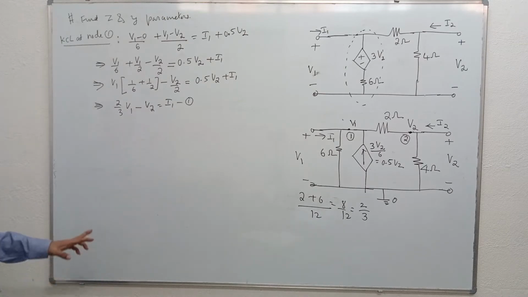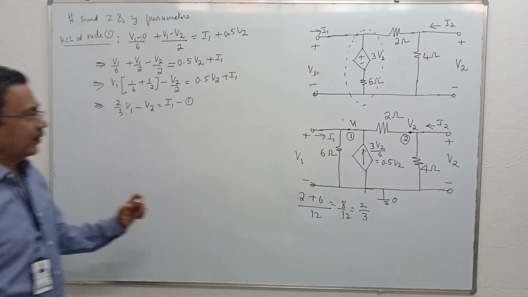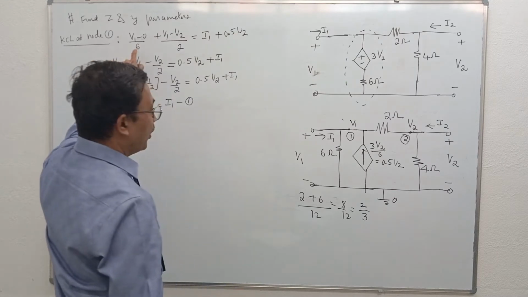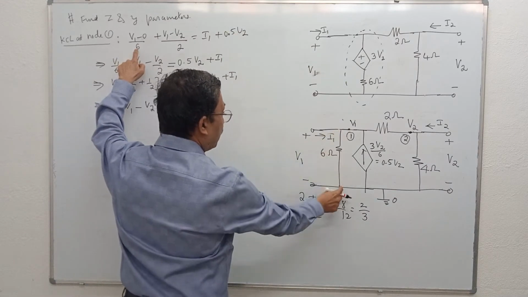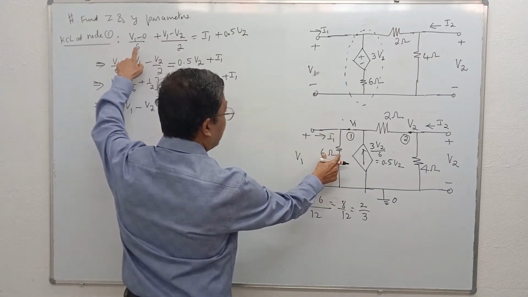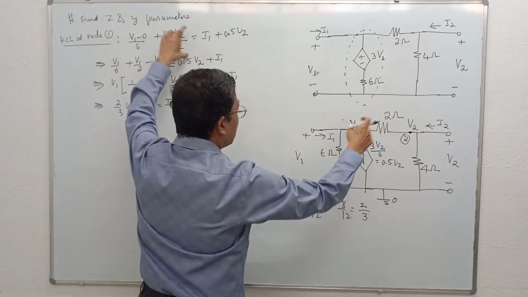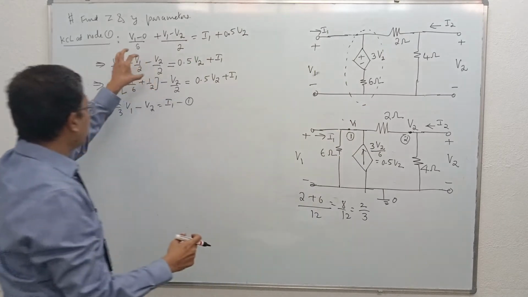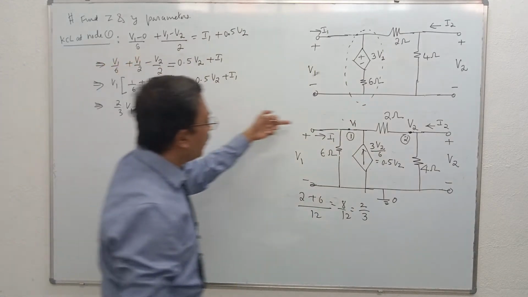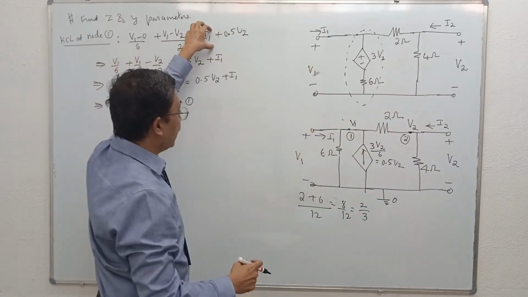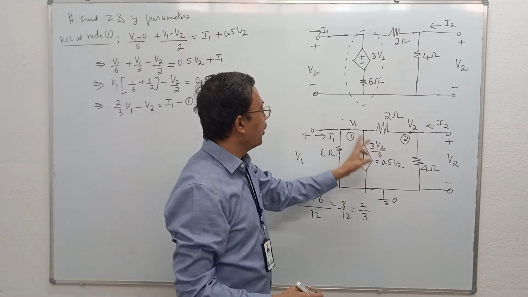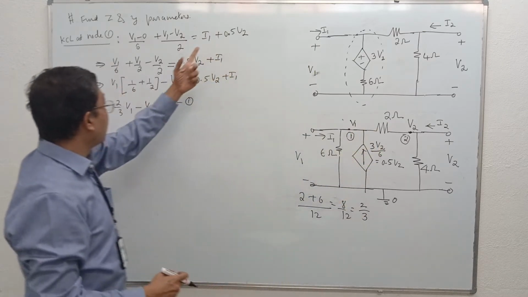So we have applied KCL at node 1. KCL equation again and cross check. V1 minus 0 by 6 is current in this resistor. Current in this resistor is V1 minus V2 divided by 2. These two currents are leaving, therefore I have taken them on the left hand side. I1 is entering node 1, I have taken it on the right hand side. 0.5 V2 is entering node 1, I have taken it on the right hand side.